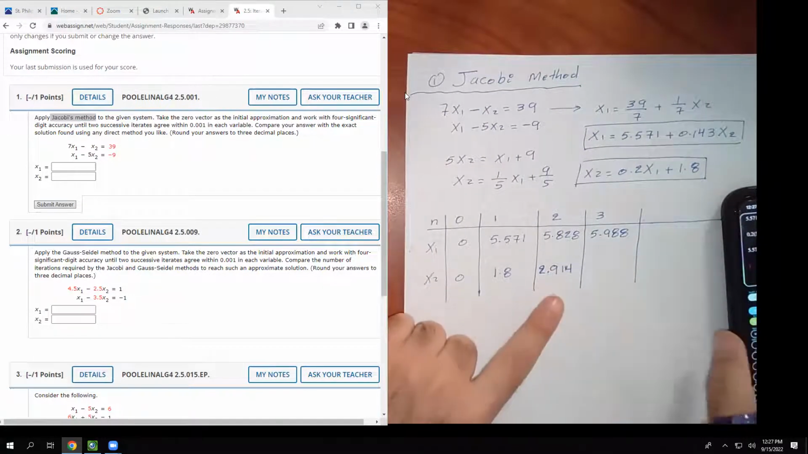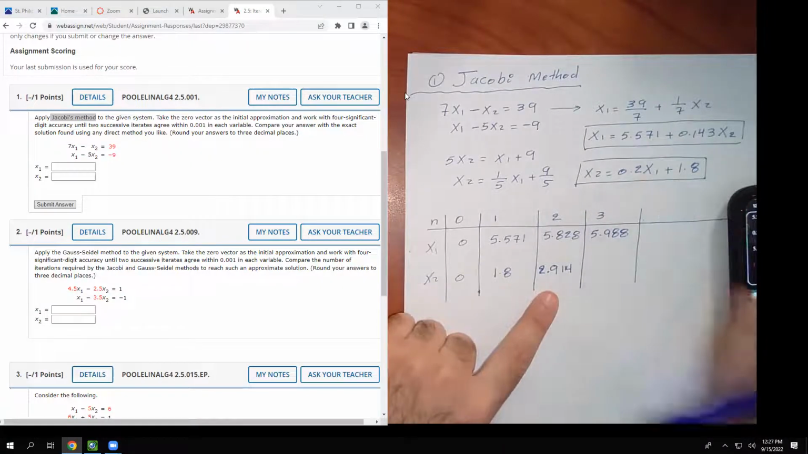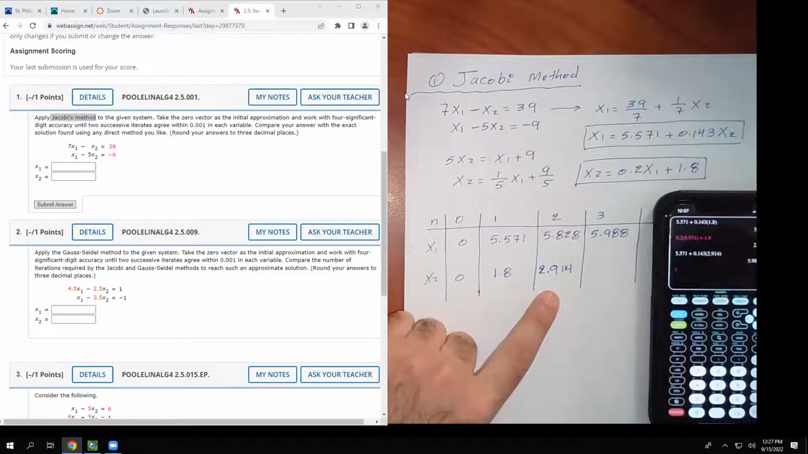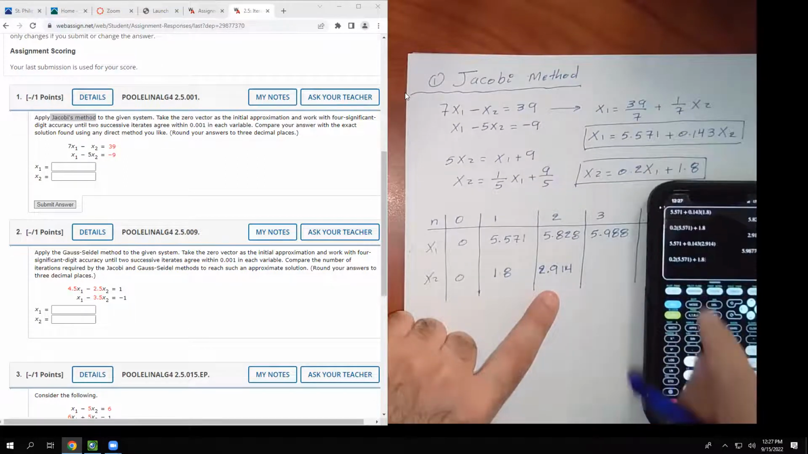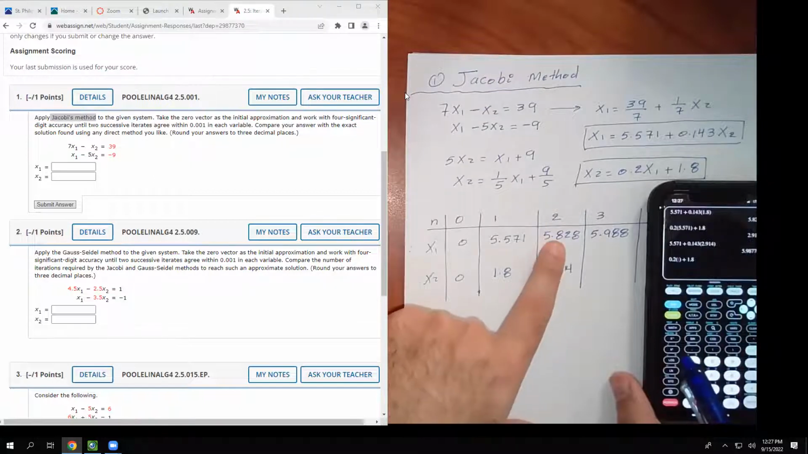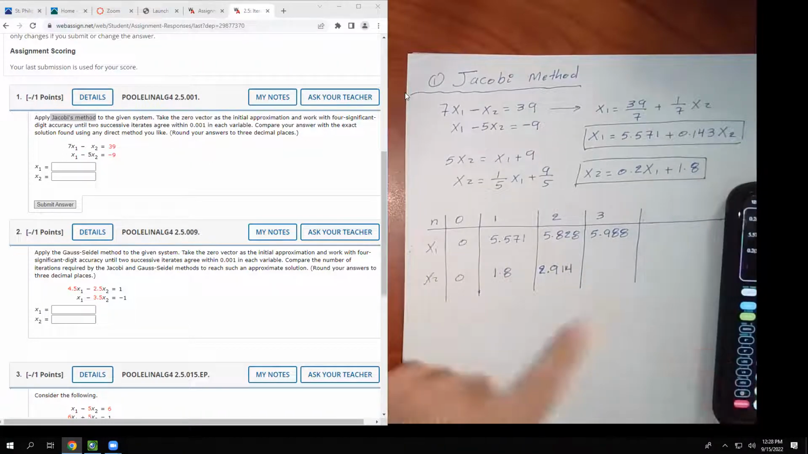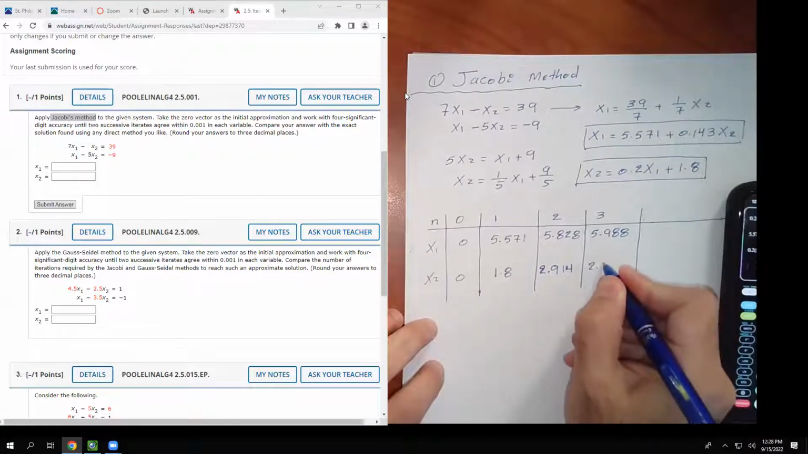Let's plug in x1 to find x2. I'm using the second function and just changing the number here. I put in x1, which is 5.828, and the result is going to be 2.965, so here it's going to be 2.9656.